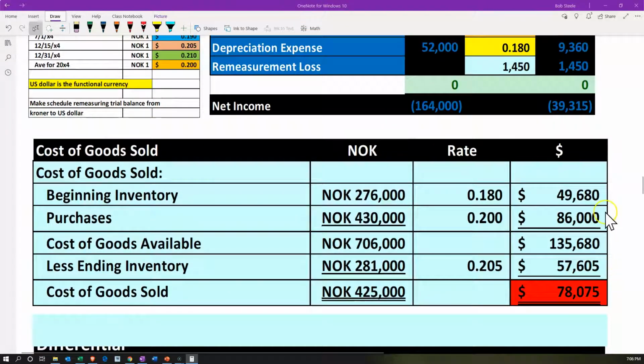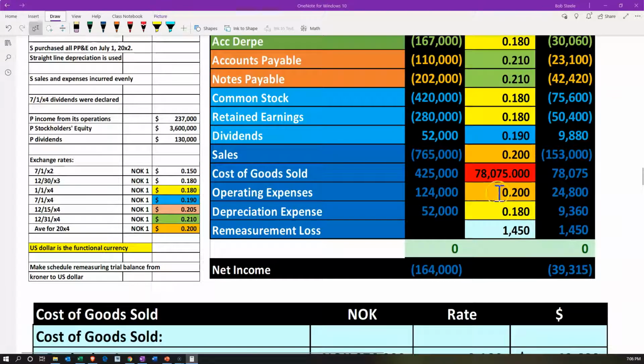So then if we do our calculation in dollars, we're going to say the 49,680 plus the 86,000 is the 135,680 minus the ending inventory of 57,605 gives us the 78,075. That 78,075 then is how we got this number.